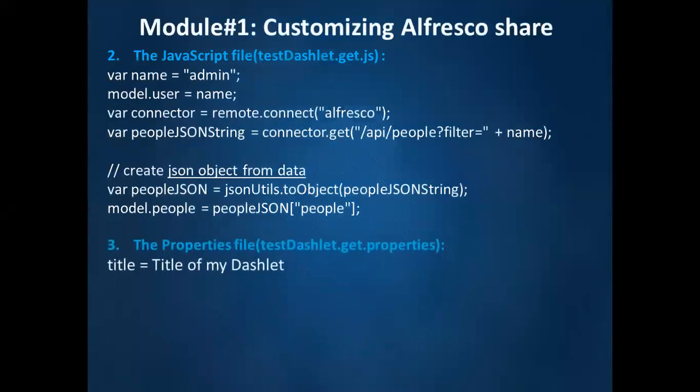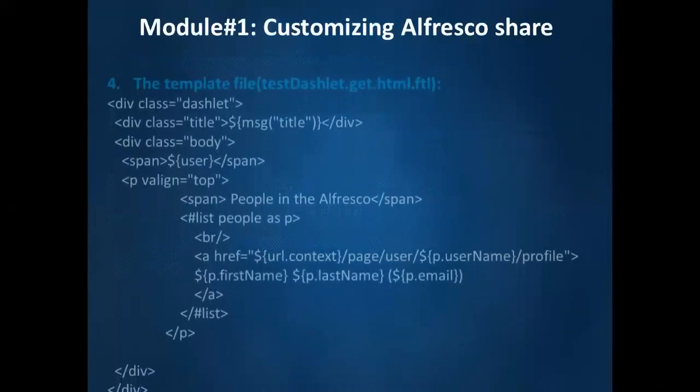Yeah, now it's better. So the properties file: I set the label, its title, and the value of my label, the title of my dashlet. You need to understand that I create this property file only for giving a label. That's it. Now, let's move to another thing.